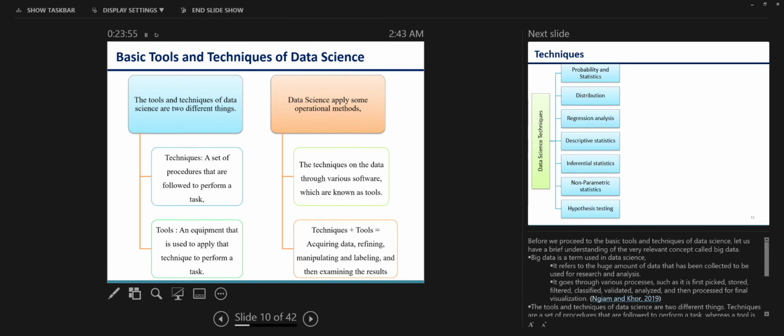Before we proceed with tools and techniques, when we talk about data science, it refers to the huge amount of data that has been collected to be used for research and analysis. It goes through various processes: first picked, stored, filtered, then classified, validated, and analyzed, and then the final visualization. We already talked about this previously when we discussed data science.